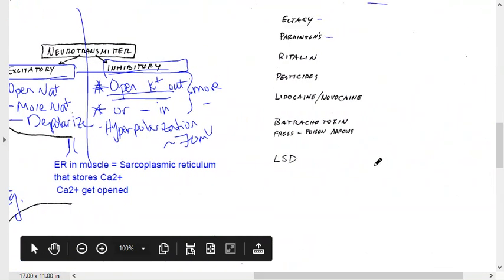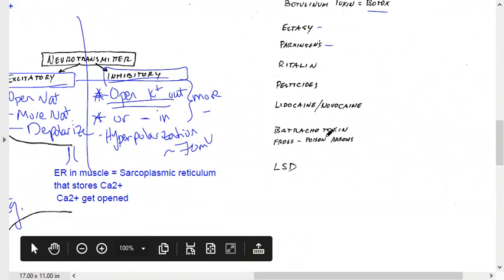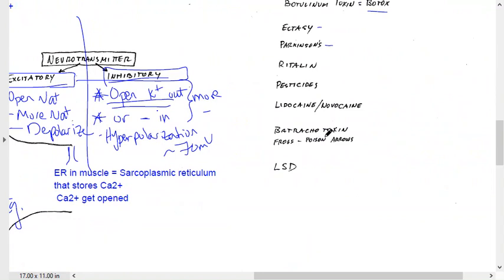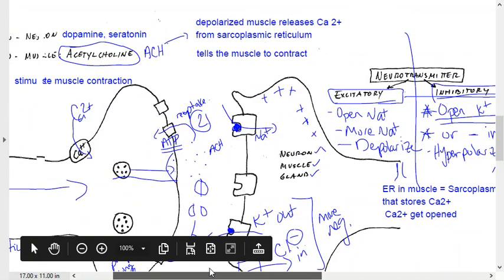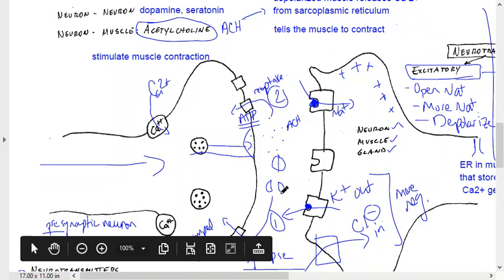Some other ones here. Batrachotoxin opens sodium channels permanently, which means they never close. This is also what's used for poison arrows or poison darts. And LSD stimulates serotonin receptors. Sarin gas, sure, let's add it. Sarin gas blocks acetylcholinesterase. All right, so all of these different drugs are going to impact what's going on here in this junction, in this synapse.